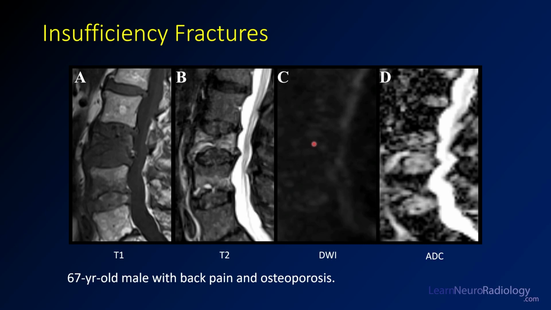But if you do diffusion imaging, so C and D are DWI and ADC images, what you see here is on diffusion, there's no abnormal signal within the vertebral body. This is very helpful because we're probably not dealing with a dense cellular process. We're probably dealing with just edema from a fracture.